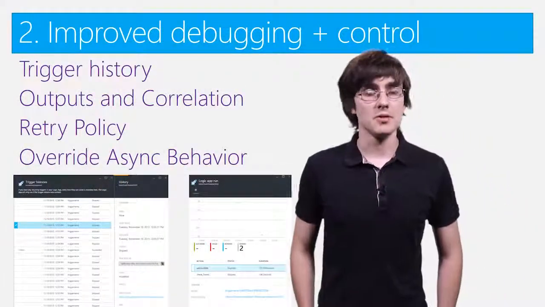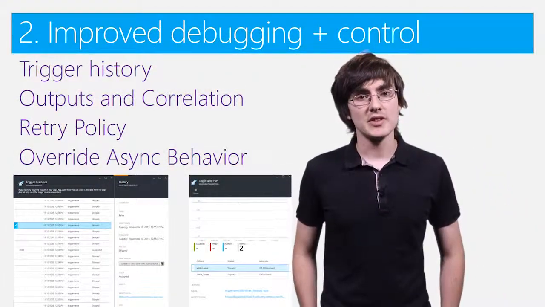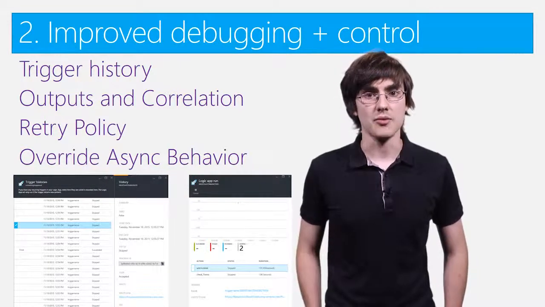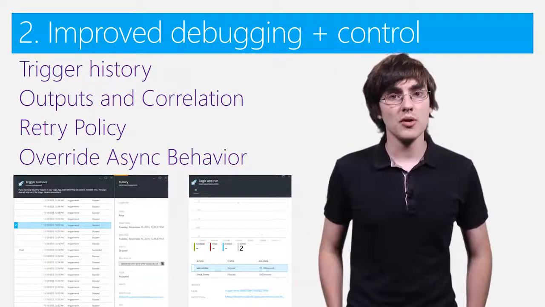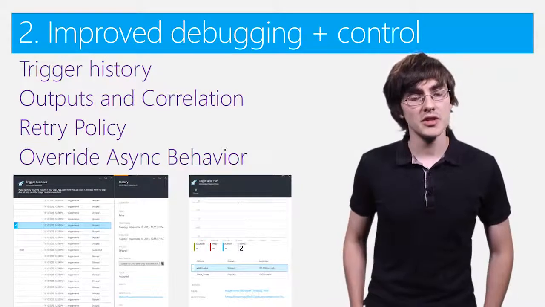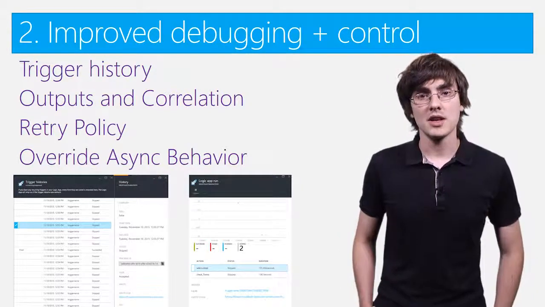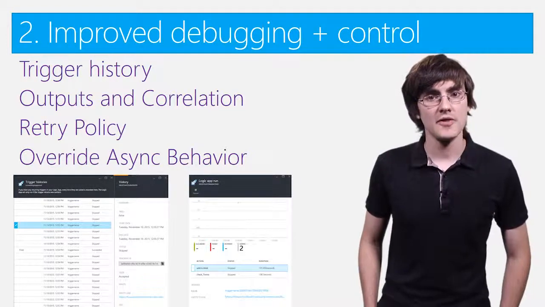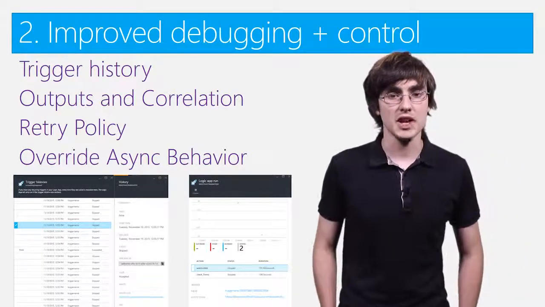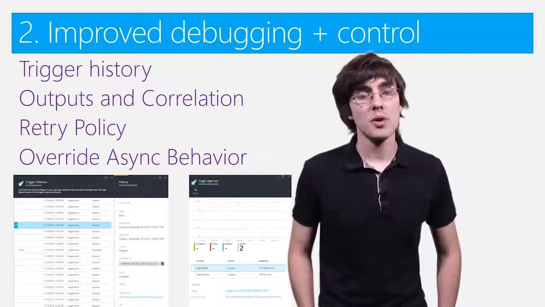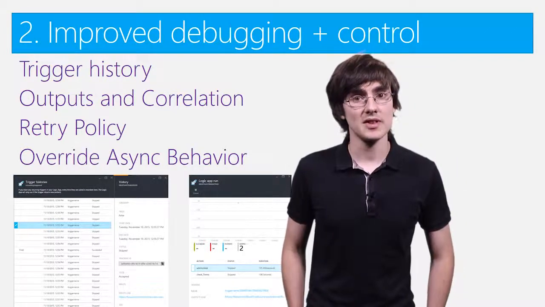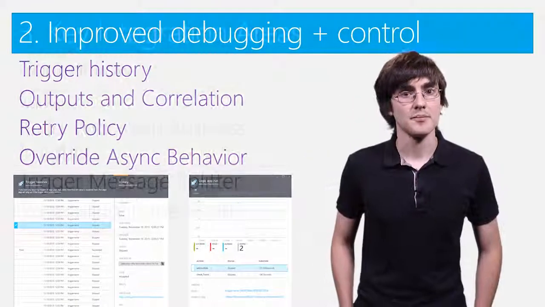To improve debugging, we've added trigger history, which allows you to see every time that a recurring trigger has run. For these, we show the full inputs and outputs, along with the correlation ID for you to look for in your logs. To give you more control, we've added customizable retry policies, so you can define exactly how many times the Logic app will call your backend service. We've also added the ability to override the async behavior if you want to fire and forget.